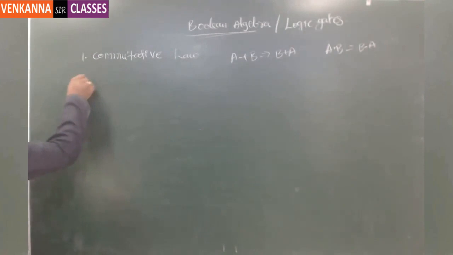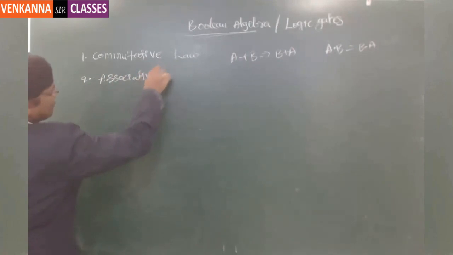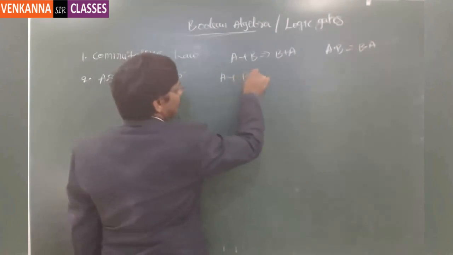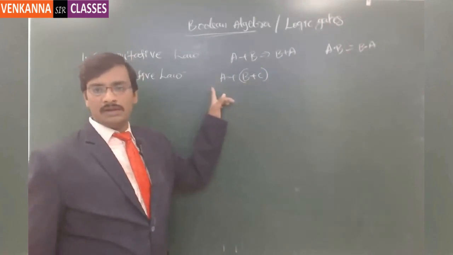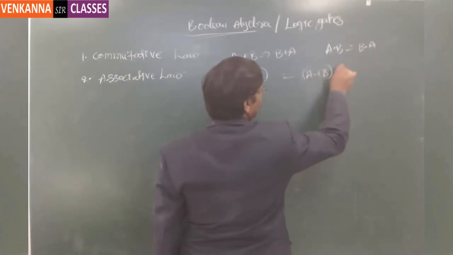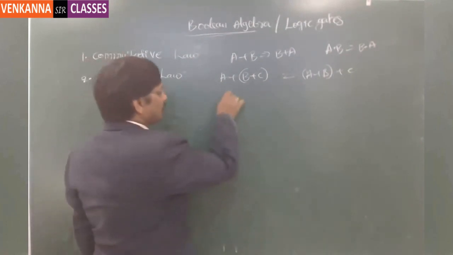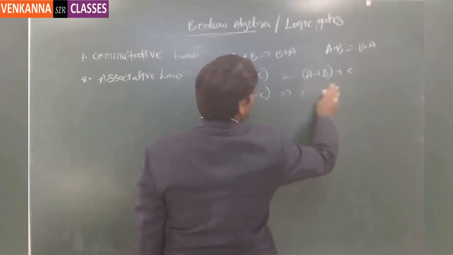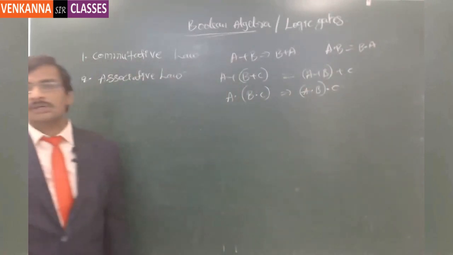And the second one is the associative law. This associative law says that for a plus b plus c, if I have done b plus c first and then added it to a, it gives exactly the same result as adding a plus b first and then c. It won't make any difference. Similarly for multiplication also, a dot b dot c is equal to a dot b dot c, grouped either way. It won't make any difference. So this is the associative law.